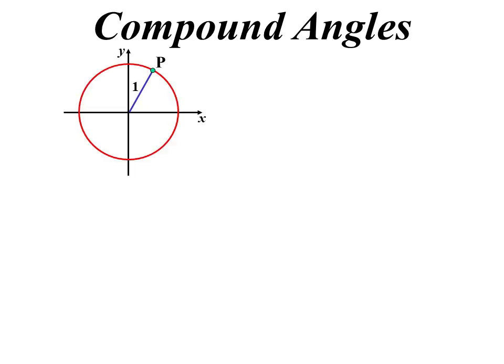The compound angle formulas. I'm going to create them by using my unit circle here. Radius 1. There's a point P. If I drop a perpendicular down, and let's say that angle is beta. Okay, let's look at that triangle.